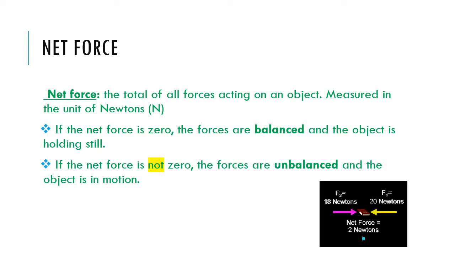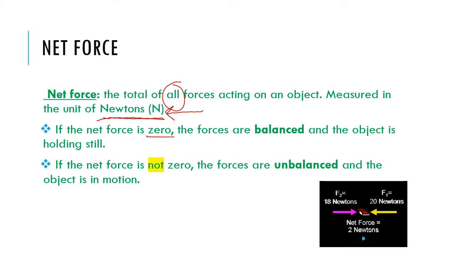Alright, so our net force is a total of all forces acting on an object. It is measured in the unit of newtons. So if you ever see a problem talking about force, you're going to know it's force by the capital N next to it. So if the net force is 0, the forces are balanced and the object is holding still. It's not moving. It's staying put.